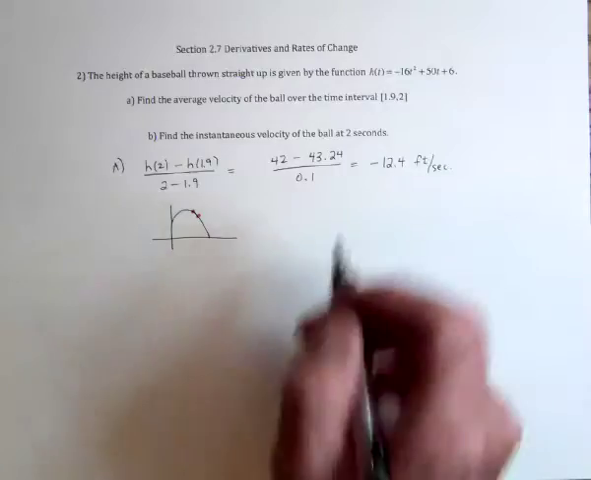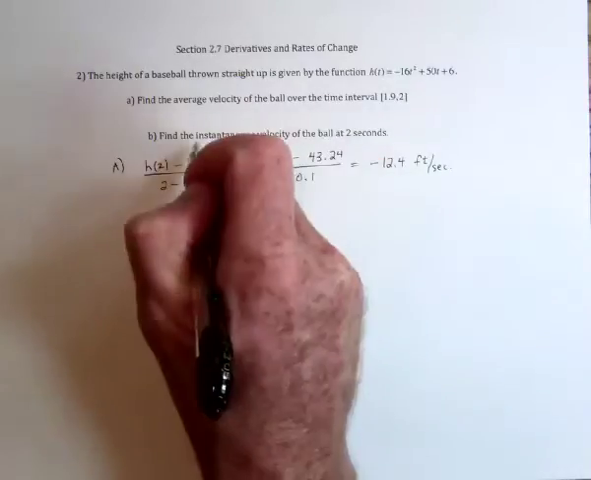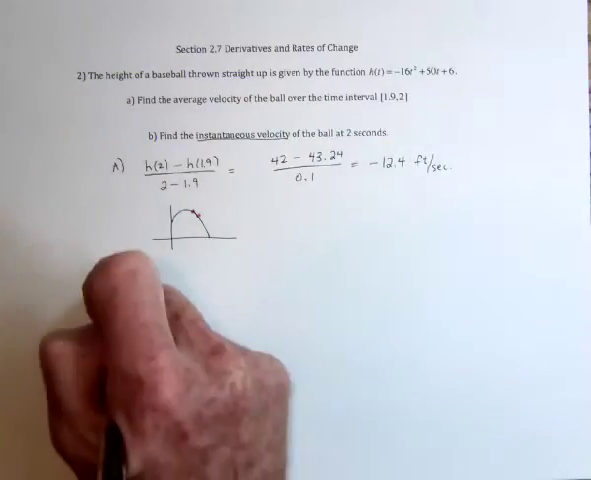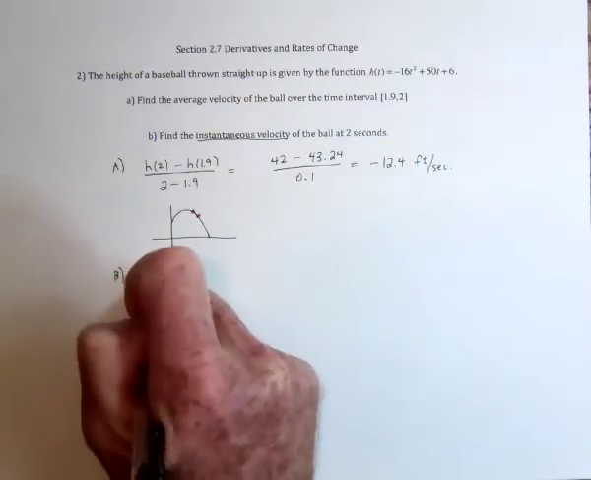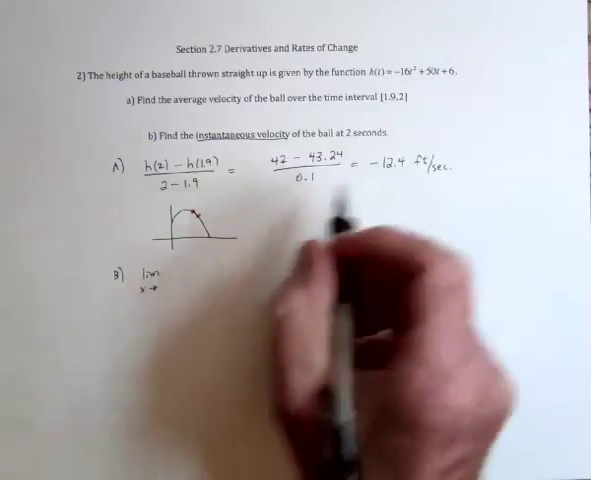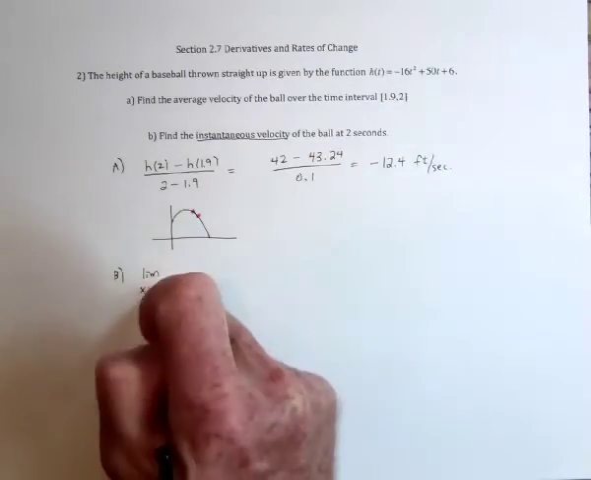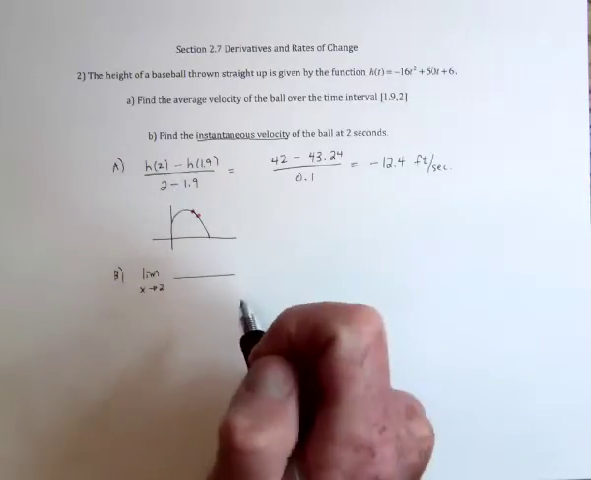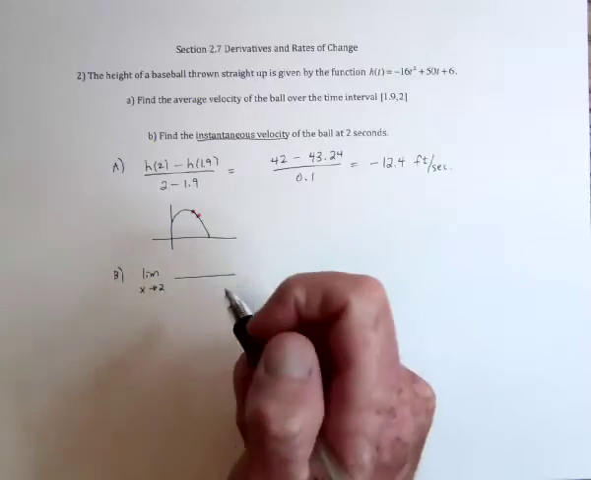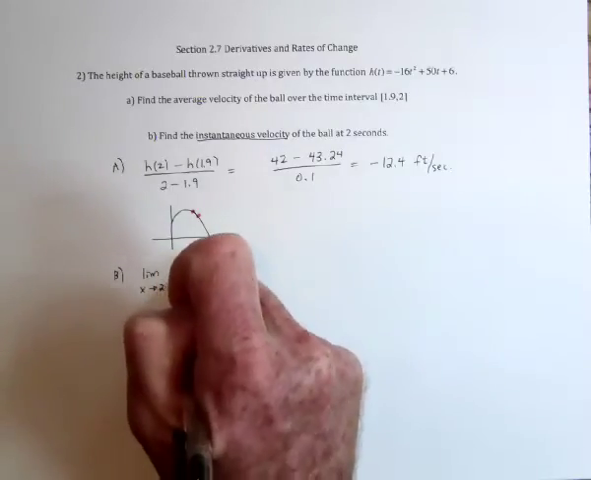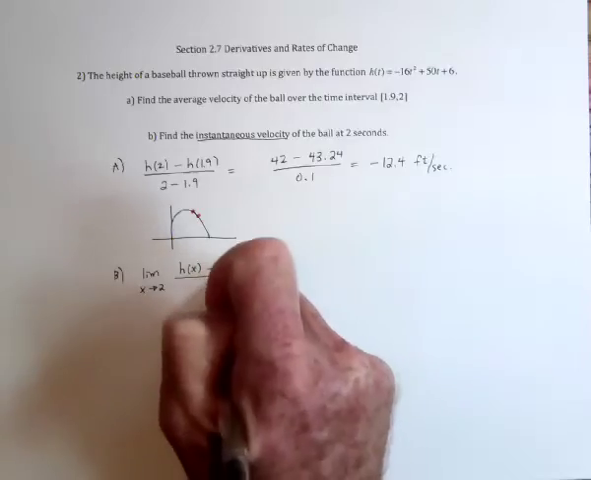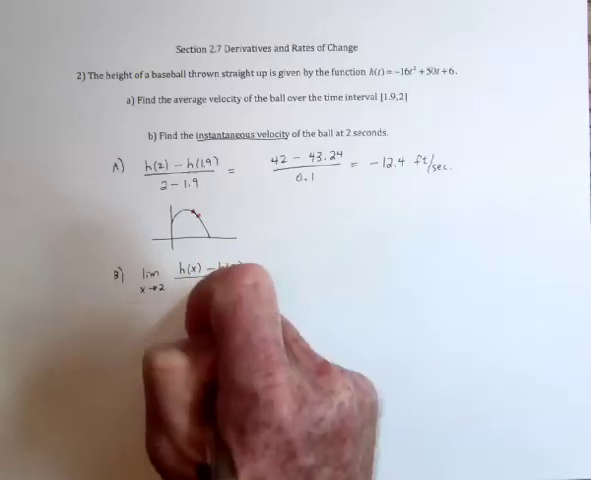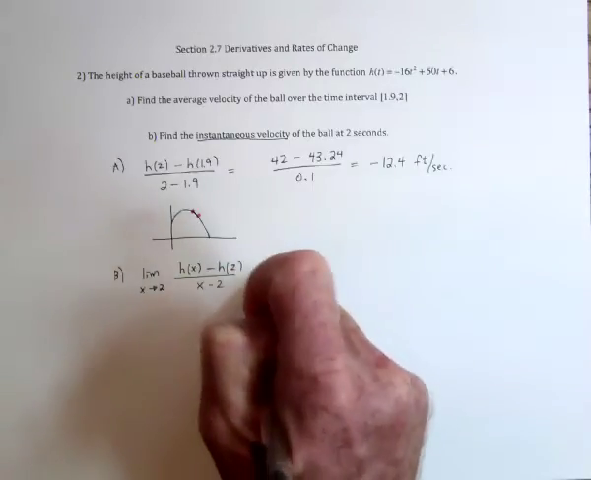Now let's find the actual velocity at 2 seconds. So this right here is a key statement saying take the derivative. So we can use the form take the limit as x approaches whatever number is being talked about, 2. And then we basically do the same thing over here, except we use x and 2 instead of 2 and 1.9. So it's going to be what's the height at time x minus what's the height at time 2, and then find the length of that time interval, so it's x minus 2.